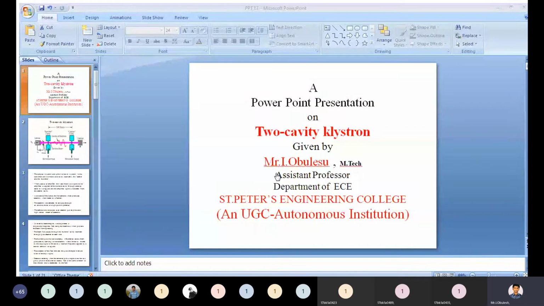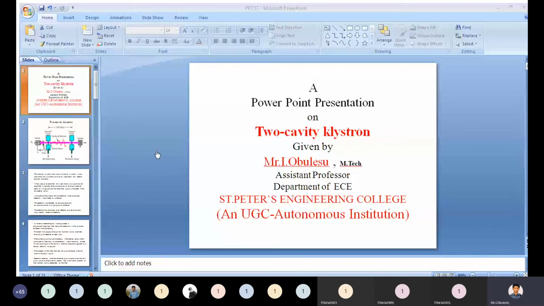The electron gun is on the right side and the collector on the left side. The two cavity resonators are in the center, linked by a short coaxial cable to provide positive feedback.